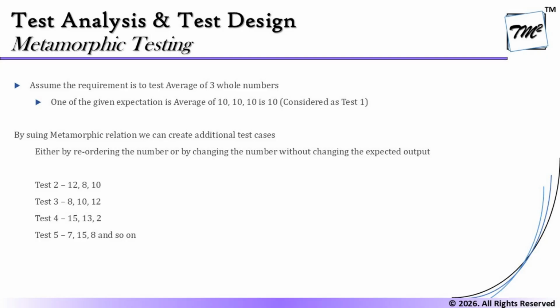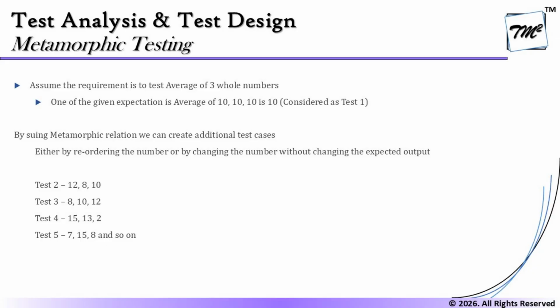So one of the given expectations is the average of 3 numbers, that is 10, 10, 10. Is 10, which is the expected outcome, considered as the test one? So this probably we have derived from the example of the requirement, that one of the requirements is clear and we have got one basic piece of information that if you add up these 3 numbers and divide by 3, that means 30 divided by 3, you will get 10 as an average, and that's what the expected outcome should be.